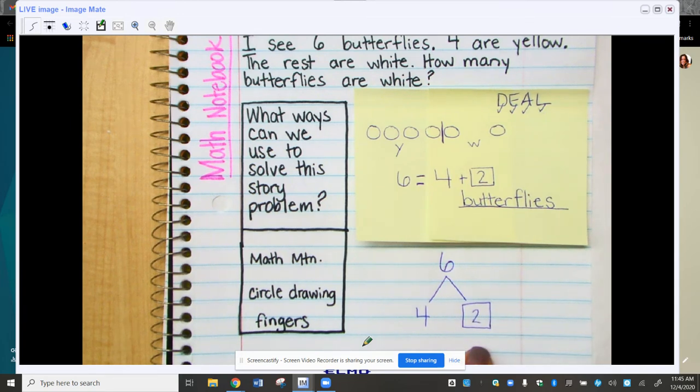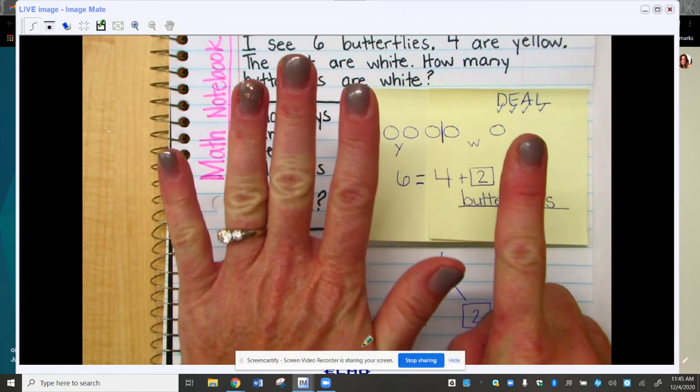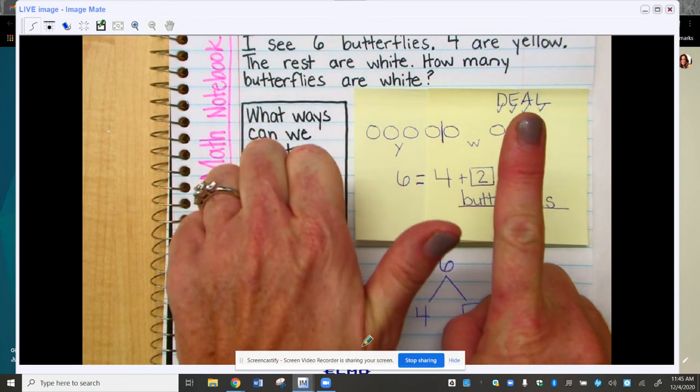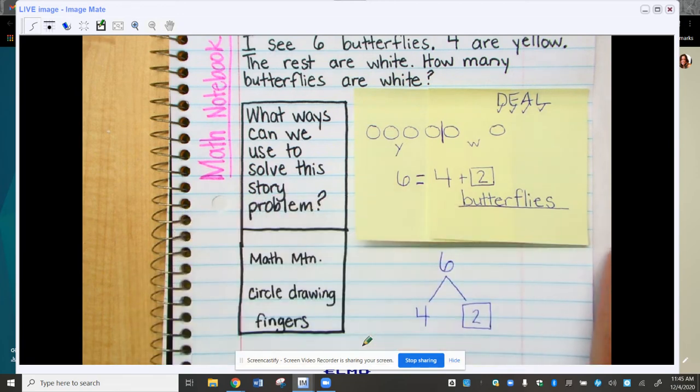Okay, so I showed my thinking with the whole deal, and I used a circle drawing and I used a math mountain. You could use your fingers. You could start out with 6 butterflies and show the 4 that are yellow and be left with 2 that are white. You could show that to your teacher in person.